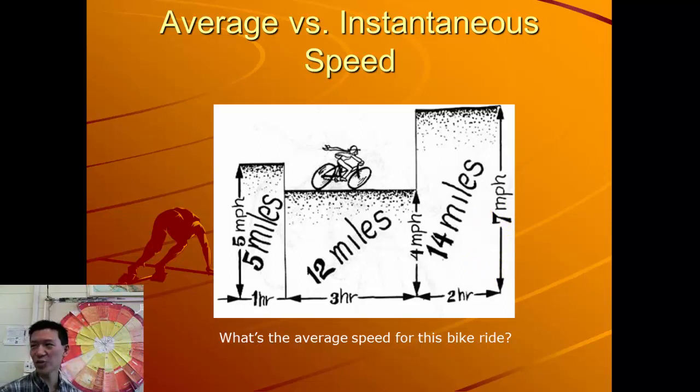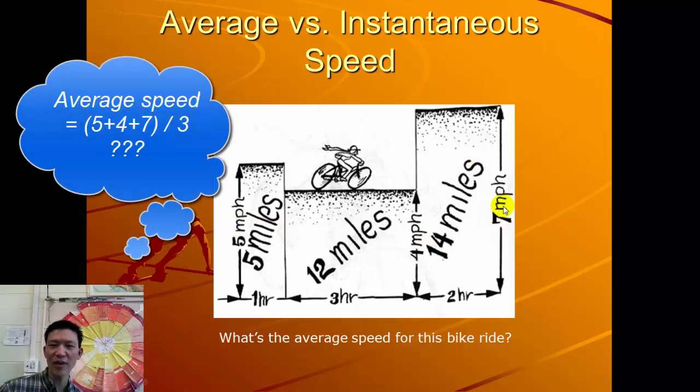So how do you find your average speed for the bike ride? True or false? You simply add up 5 miles per hour plus 4 miles per hour plus 7 miles per hour, and you divide by 3. True or false? False. Thank you. That's not true. Your average speed for the bike ride is not simply the sum of the 3 speeds divided by 3. Why? I thought average just means add up 3 things and divide by 3. Why doesn't that work?